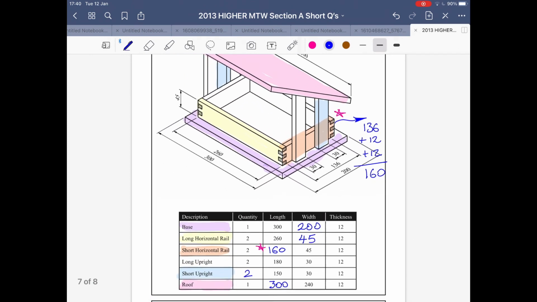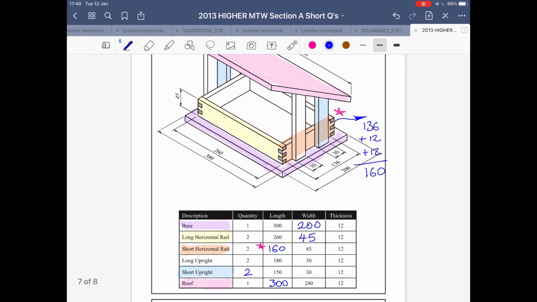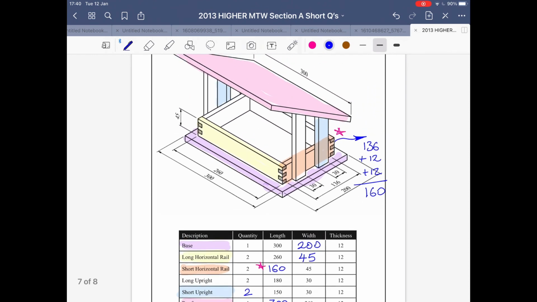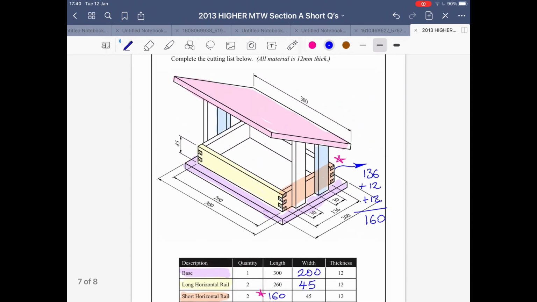Okay, and I think that is the end of our questions, or did I leave one out? Yeah, that's it. So the booklet is handed up at the end of the examination. All right, guys, fill that in for yourselves and learn from it. Thank you.